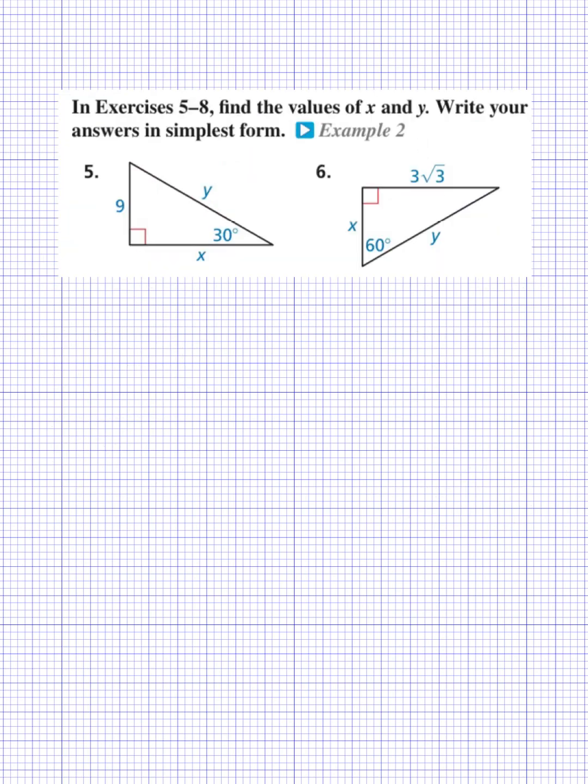Okay, number 5, find the values of x and y. The hypotenuse is twice the short leg, and the long leg is the short leg times the square root of 3. So that's what you use for a 30, 60-degree triangle.